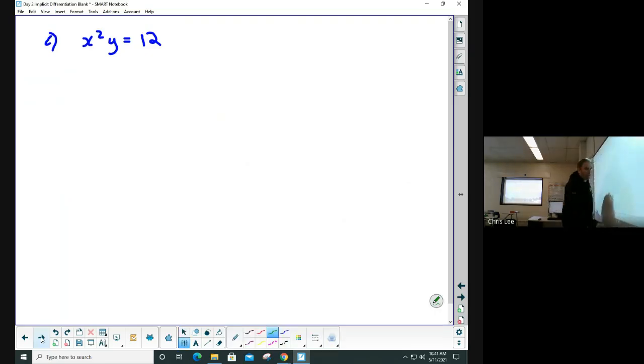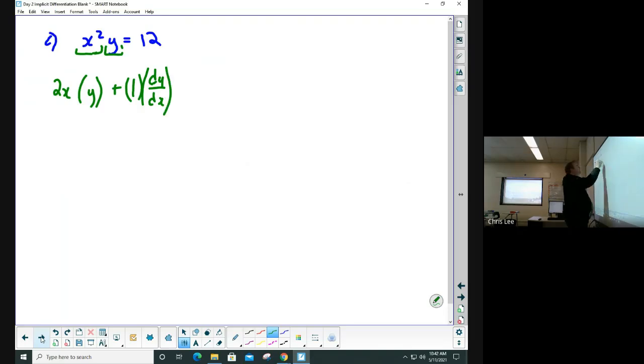I see a product of two functions. I see an x squared and then just a y. So I'm going to differentiate that using the product rule. So the product rule says derivative of the first, which is 2x, times the second. I'm not differentiating, so I don't need anything else on that. I'm just saying times the second, plus the derivative of the second. Now, the derivative of the second is a y. So the derivative of that is 1, but I need dy by dx. Times the derivative, or times the first, equals, and then the derivative of 12 is just 0.